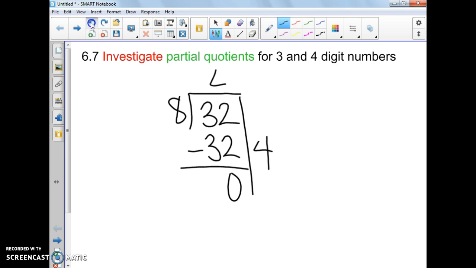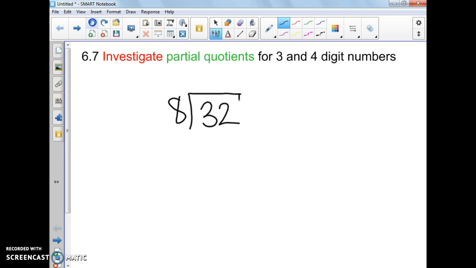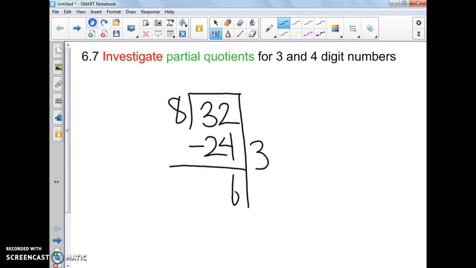Okay. I saw some people do it this way as well. They might have noticed there was a relationship with 3 and 8 was 24. And if you subtracted, 32 minus 24 is 8. And then 8 times 1 is 8. Subtract it out, 0 remainder. Turns out that you would have had 4 total, right?